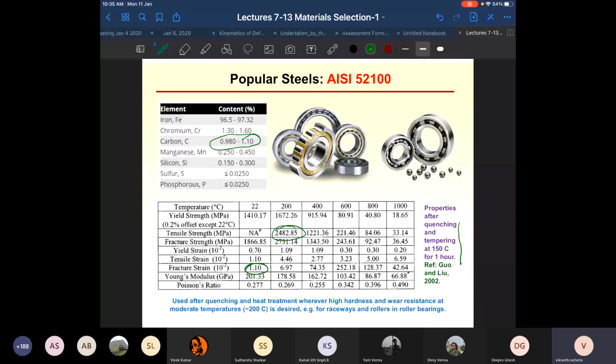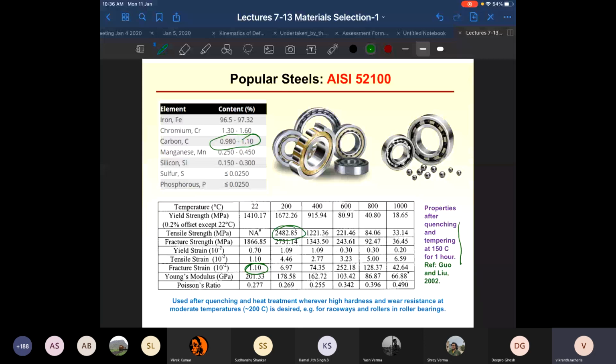there is a very high likelihood that the bearing will fracture. Okay, similar to a glass item or a ceramic, a porcelain item. If you drop a porcelain or a glass item, it's going to break for sure. For bearings, there is a high probability that it may happen.